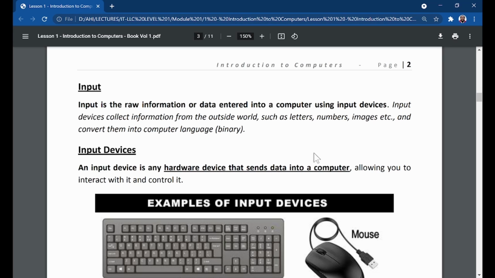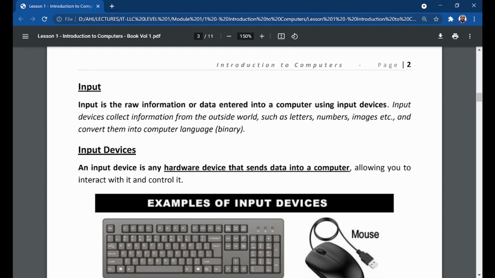Now, input. Input is raw information or data entered into a computer by using input devices. Every computer needs input. Input devices collect information from the outside world, such as letters, numbers, images, and even sound, and convert them into computer language. This is some simple information here that explains how humans interact with computers.